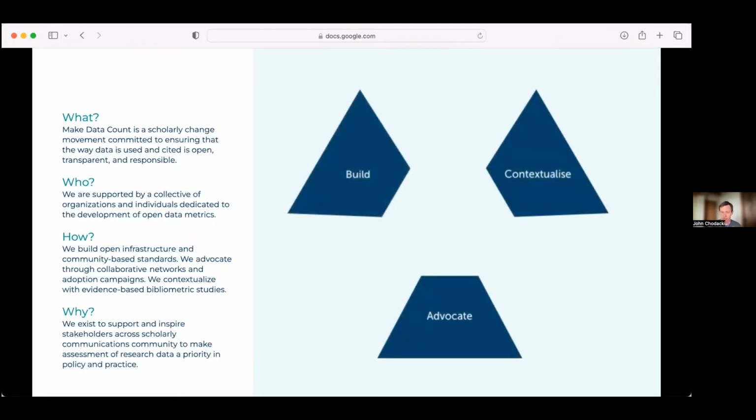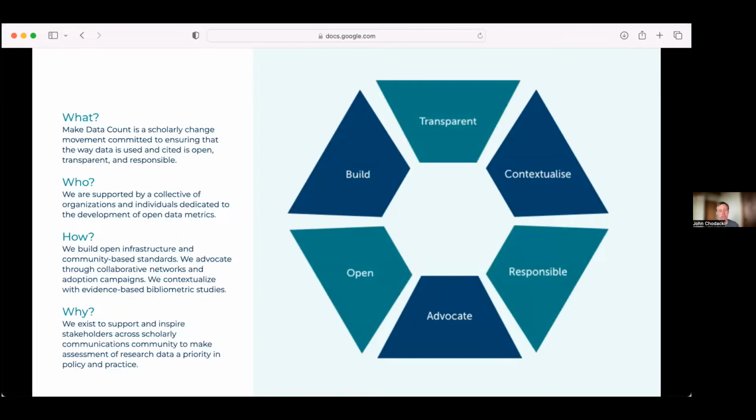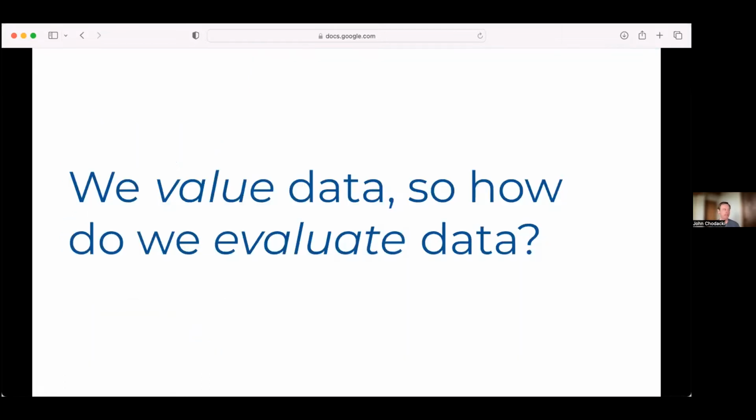We do work on projects that help to build, but also to think about how we can advocate for best practices, how we can contextualize data metrics, and how we can do this in a more open and transparent way, making sure that we don't fall into the same traps that many of the publication metrics have in terms of black box or proprietary systems that currently drive much of the publication metrics world. Make Data Count is a collaboration. It's a cooperative, and it'd be great for people here joining and others to join in on Make Data Count and help us with the challenges that I'll be outlining today.